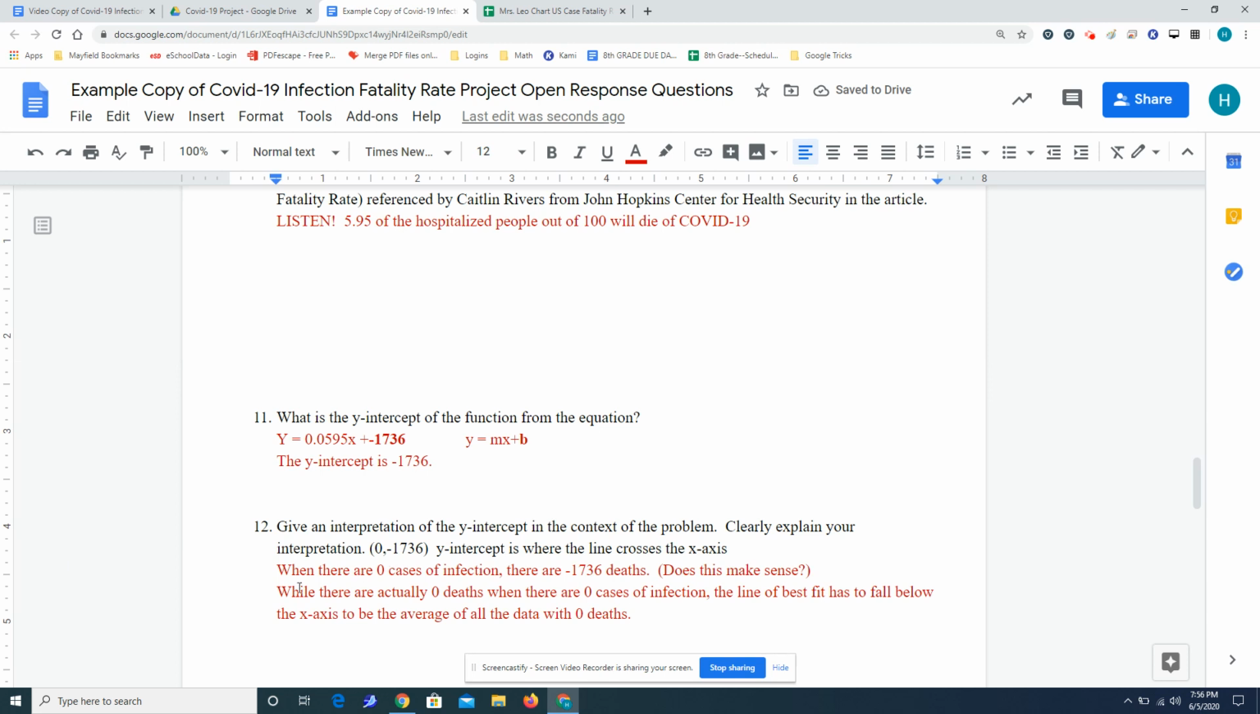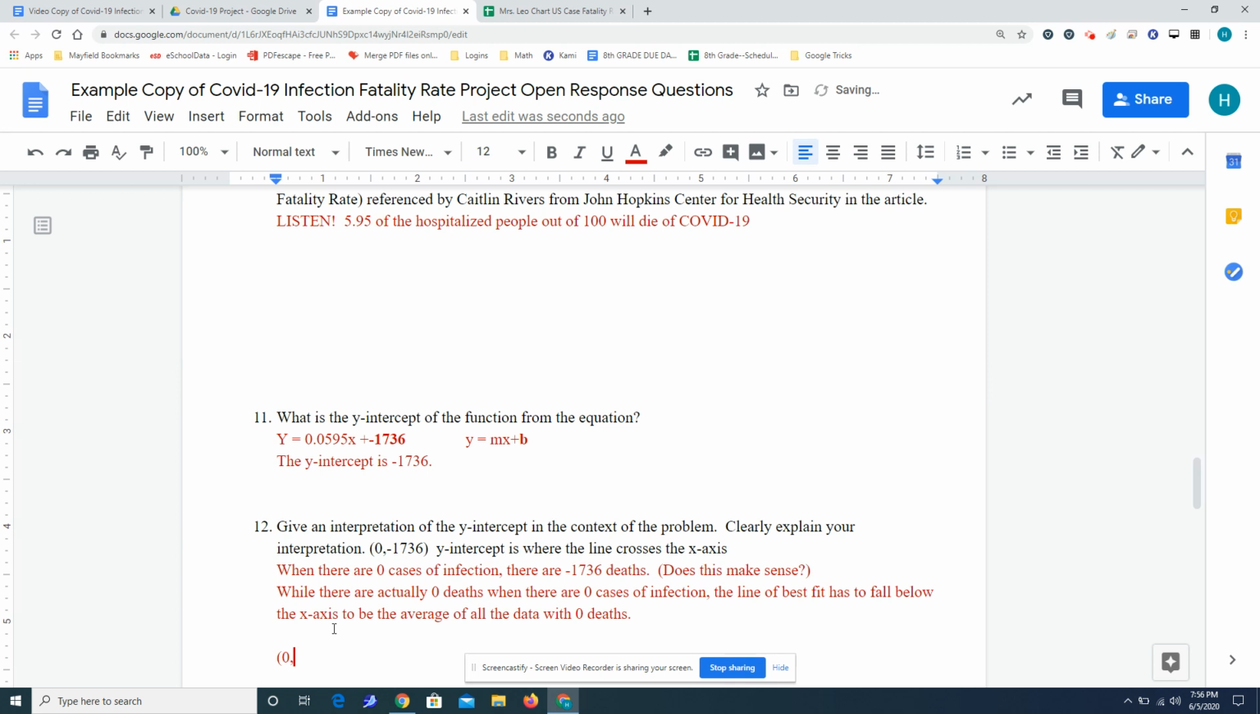Okay? And you can write this in your own words. It also depends what your number is, if it is negative or positive. If it was positive, if, for example, my y-intercept was 0, comma 2, okay, then it would say if there were 0 cases, there would be 2 deaths. And that doesn't really make a whole lot of sense either.